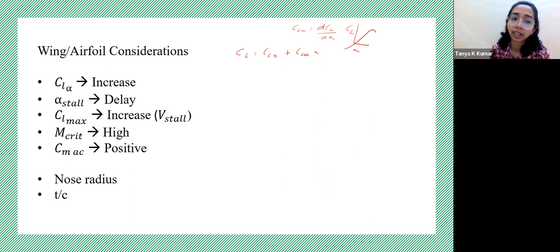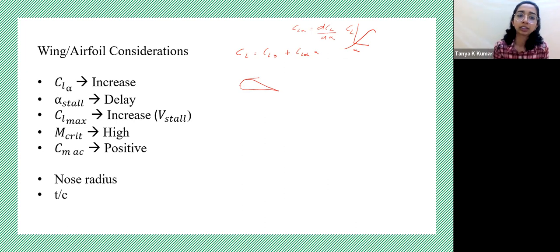Next parameter that we have is alpha stall. Last class, we had discussed that alpha stall or stalling occurs when there is a flow separation over the airfoil surface. So if it's flying at the alpha stall, there occurs a flow separation here such that it does not generate enough lift to balance the weight. So it will not fly, it will stall. So the angle of attack at which this phenomenon occurs is called alpha stall.